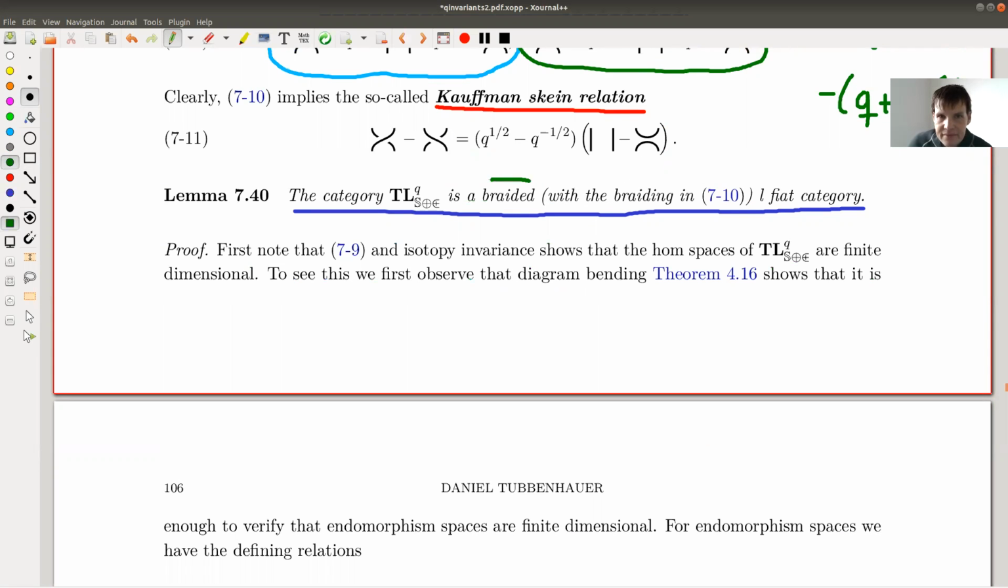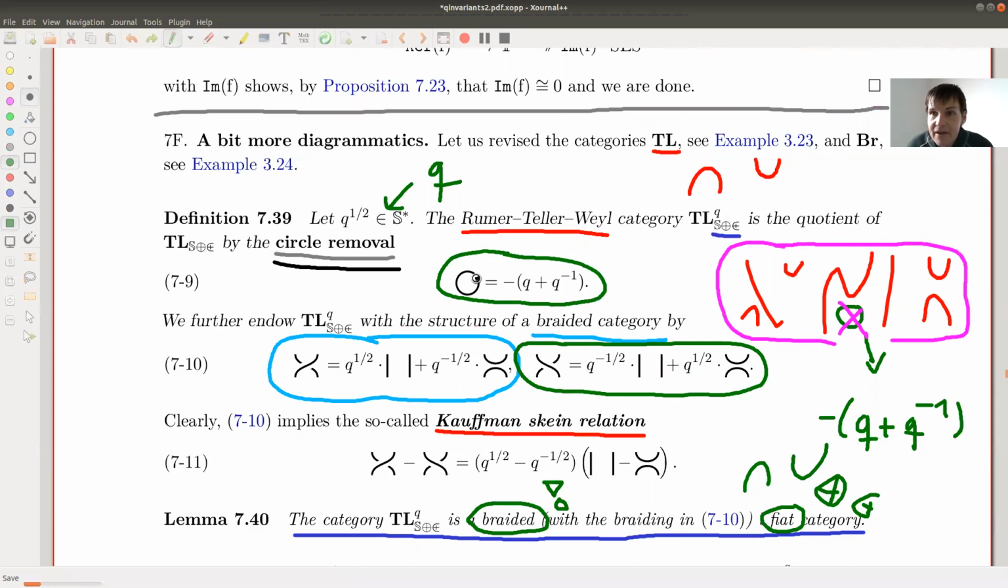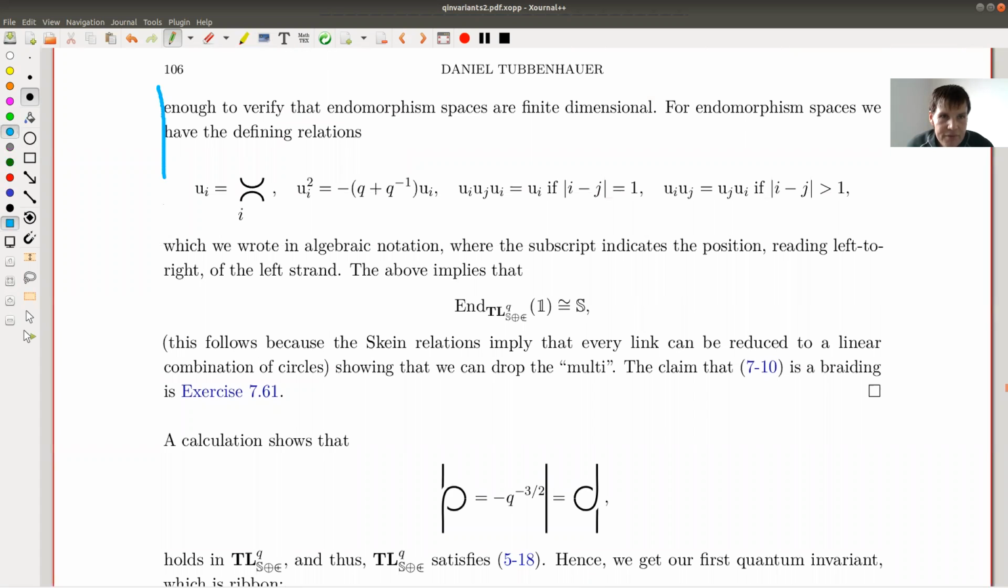This is great. And Fiat, which remember means that you have cups and caps and direct sums. So this is our first example of a category which has all the properties we want. It's braided, it's linear, it's additive, it's rigid, it's everything. It's beautiful. And it's really simple. Diagrams, and the only thing you do is you remove circles, basically. So cup and cap diagrams, and the only thing you do is remove circles. The proof is not very hard.